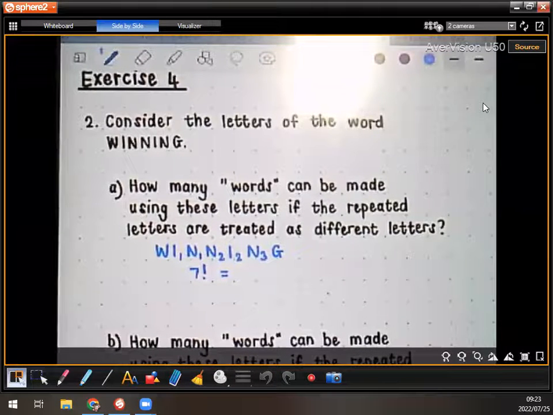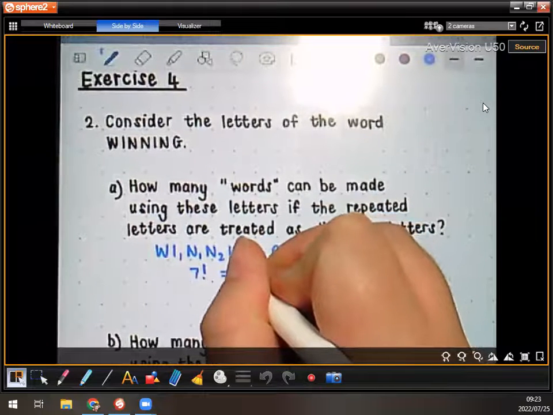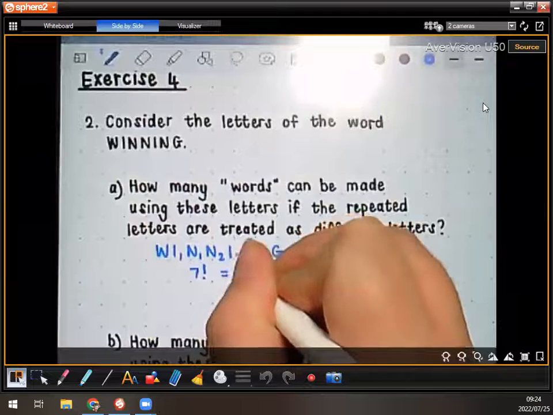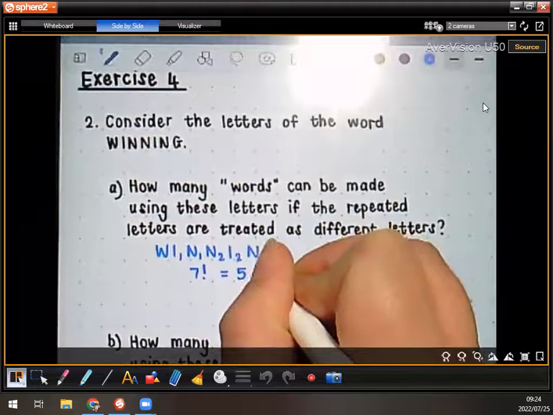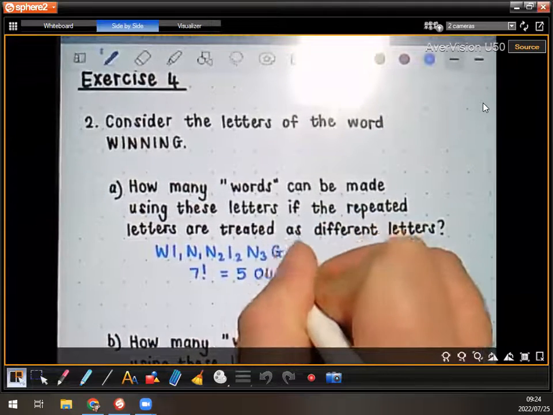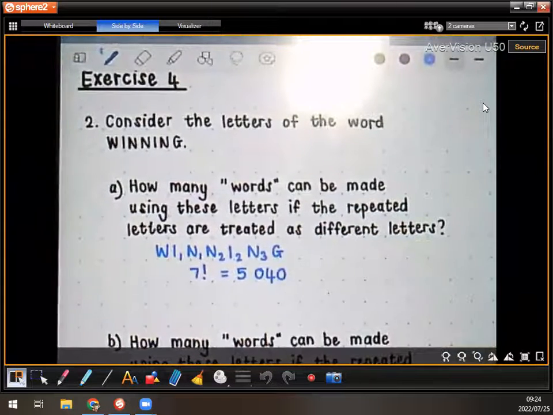Calculator. Oh dear, I don't have it here. Very good. Oh no, it's going to be a long day. Okay, what's the answer there? 5,040. Oh, 54. Okay, thank you. Sorry. Okay, 5,040.